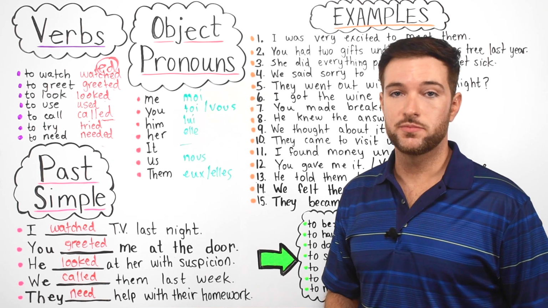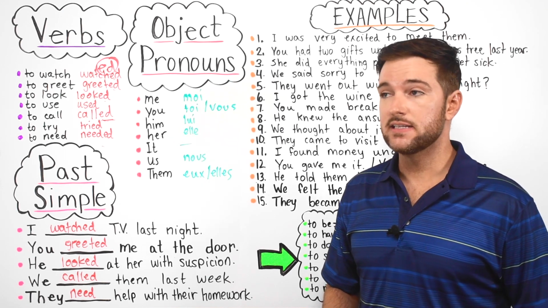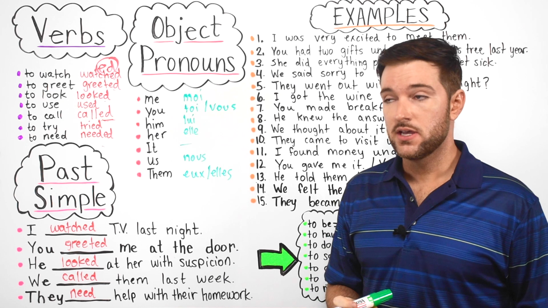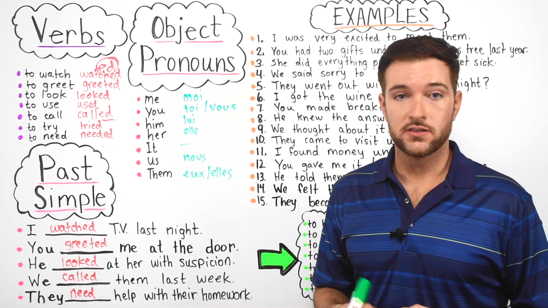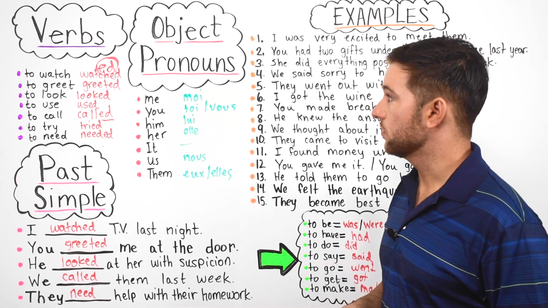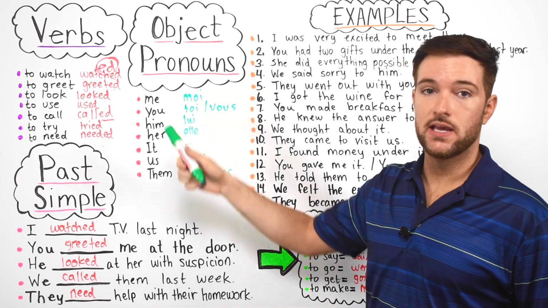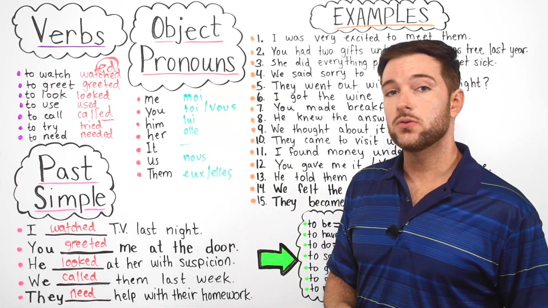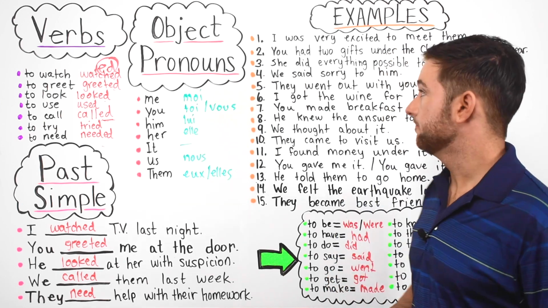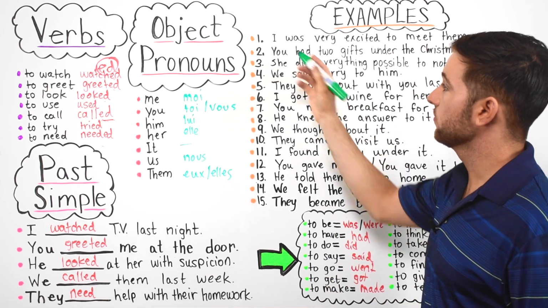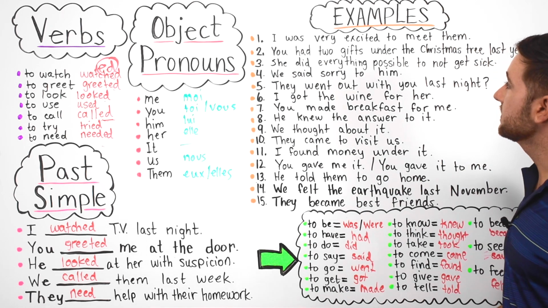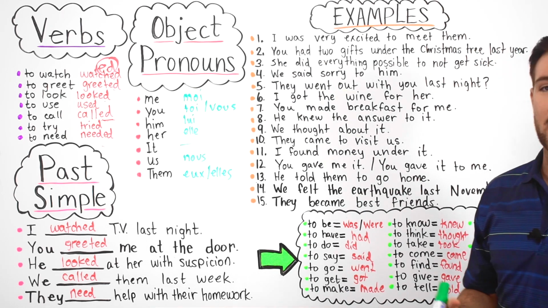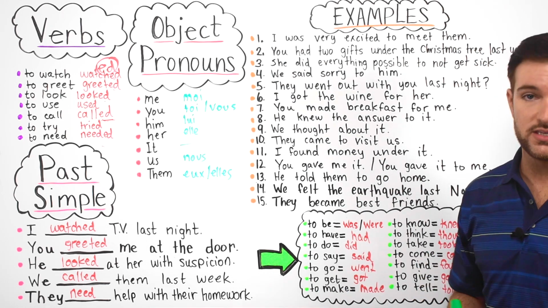Rappelez-vous qu'un pronom d'objet est le destinataire de l'action et non l'auteur de l'action. Okay? So, object pronouns. Voici quelques phrases contenant le prétérit et des pronoms d'objet. Here's some examples. Number 1. I was very excited to meet them.